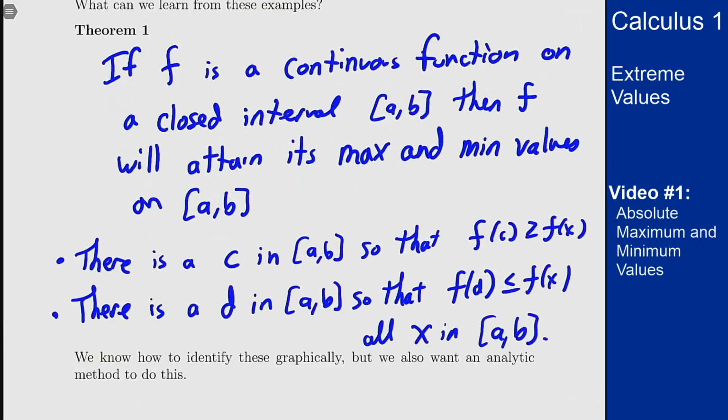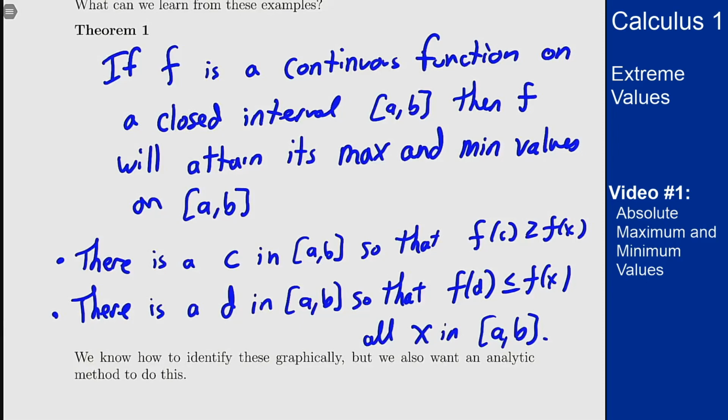And that's it. If you go back to the images before, you'll see that the ones where we had maxes and mins were continuous, and the ones where we didn't were not. Now, this doesn't say that the function does not have a max or a min if it's not continuous, but it says that if it is continuous and the interval is closed, then I'm forced to have this max and min achieved.